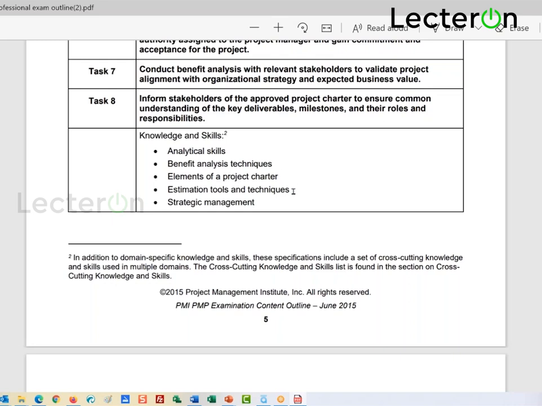Estimating tools and techniques at a super high level here, just to kind of say, how big is this? And if they gave you 1.2 million, do you think that's going to be enough, or depending on what you're looking at? And then understanding what strategic management is. Now, it says in addition to these, there are some cross-cutting knowledge and skills.